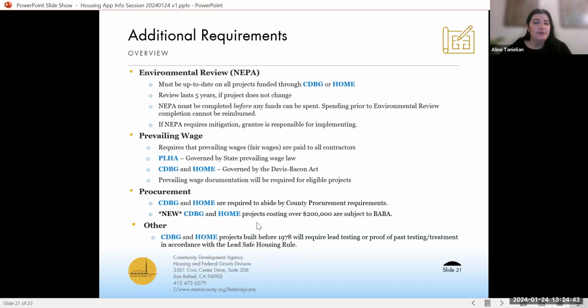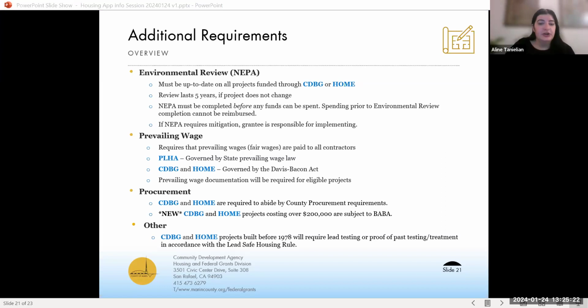Some additional requirements for you to keep in mind as you work on your applications. Of note are the environmental review, the NEPA. This has to be up to date for all projects that are funded through HUD, so that includes CDBG and HOME. The review lasts 5 years if the project does not change. And particularly, we want to highlight that the NEPA must be completed before any funds can be spent, and spending the funds prior to environmental review can't be reimbursed. If the NEPA requires mitigation, the grantee is responsible for implementing that.